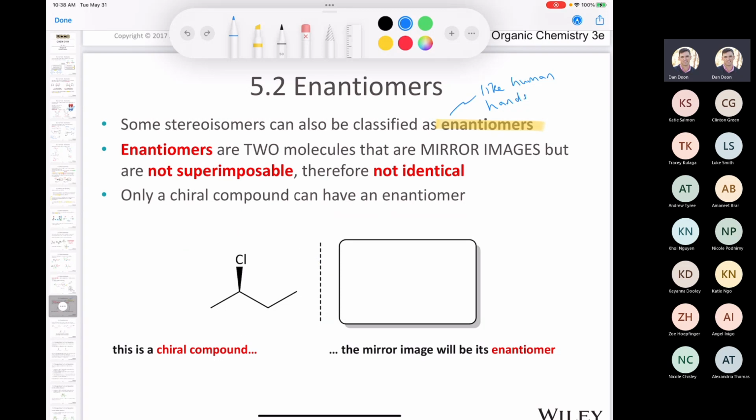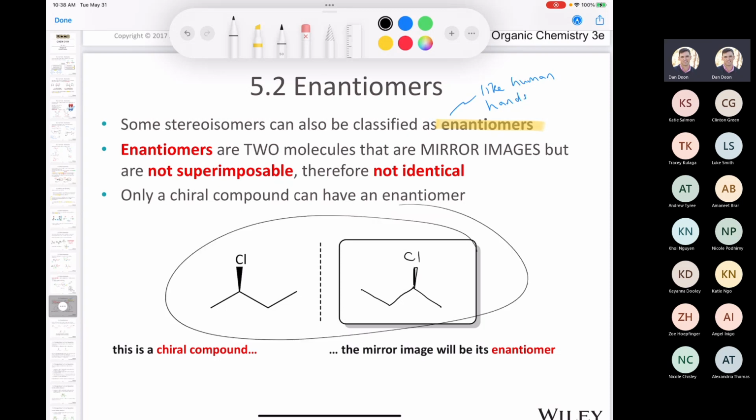One way is to just draw the mirror image. So you literally try to reflect it over here, and Mr. Dion is not much of an artiste, but I draw the mirror image of it like this, like that, and there you go. So there's the mirror image, and therefore these two compounds are enantiomers of each other.